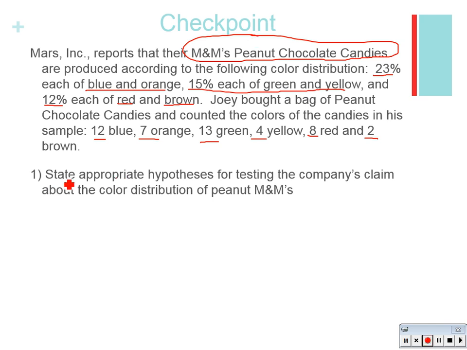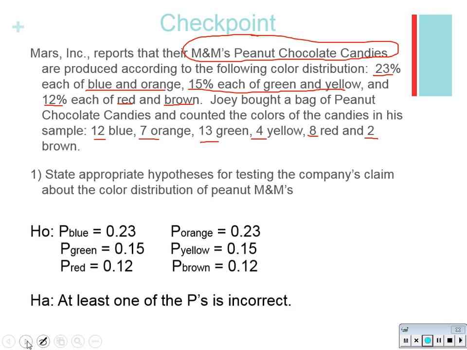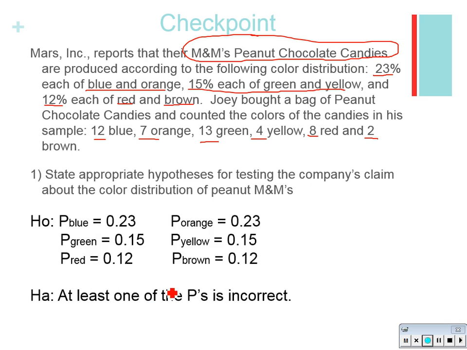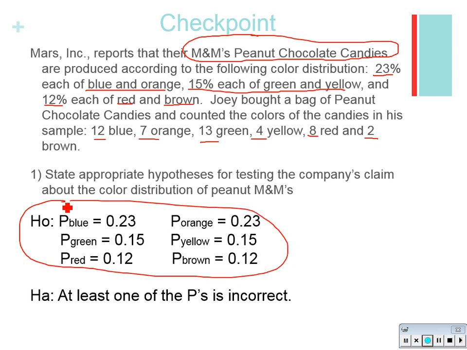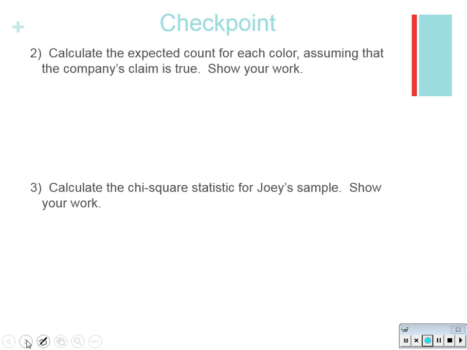So question number 1 says to state appropriate hypotheses for testing the claim of their percentages. One way to list this would be to simply list what the percentages are for each of the colors. That would be the null hypothesis. And then the alternative would be to say that at least one of those percentages is not true.